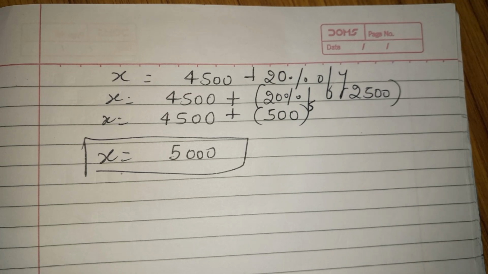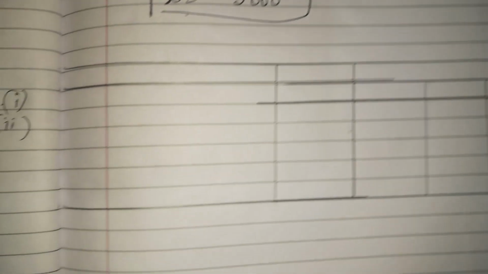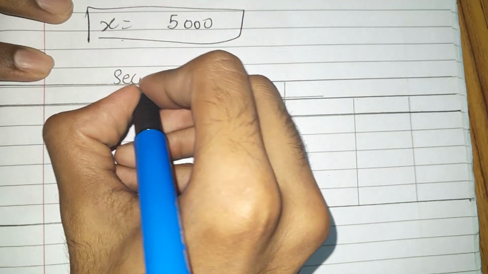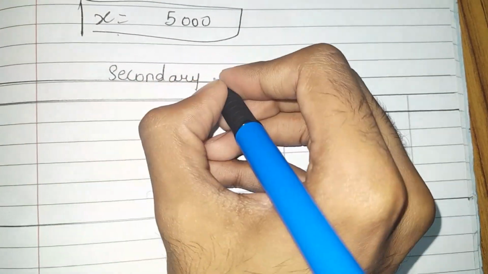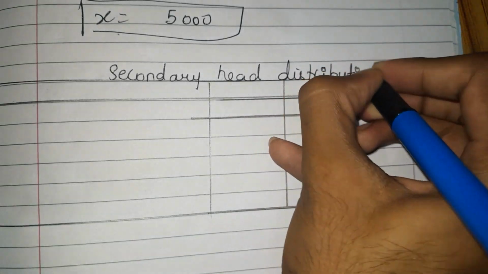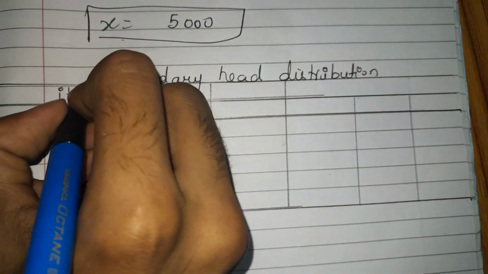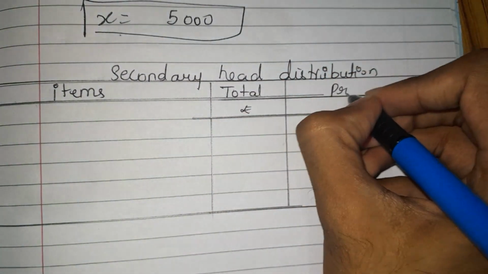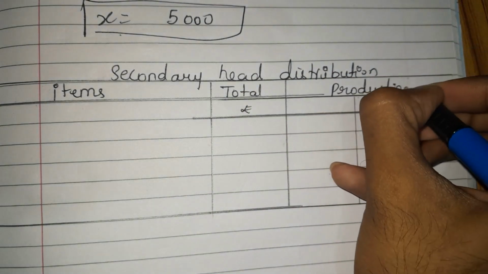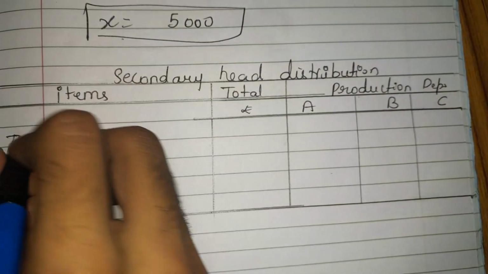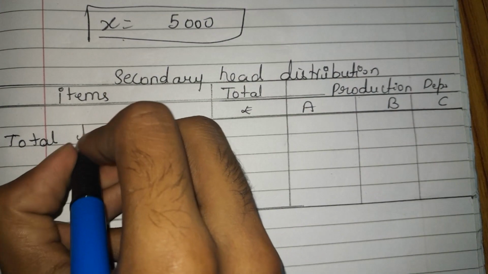Now we will have to prepare the secondary overhead distribution summary. So now we are solving secondary overhead distribution. So here we have the items we need to distribute. Then here we have the total of all the items. Then here we need to distribute the service department costs to the production departments. So we have A, B and C as production departments. First one, let us take the total primary distribution.